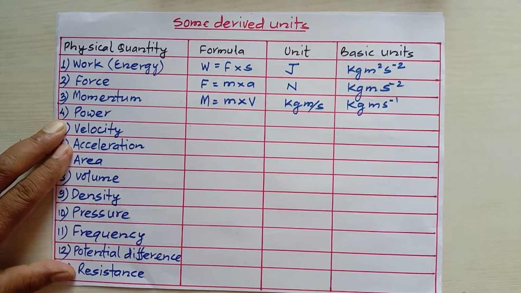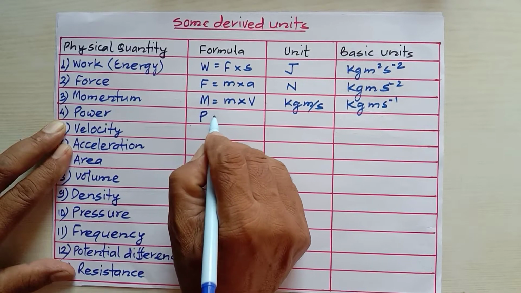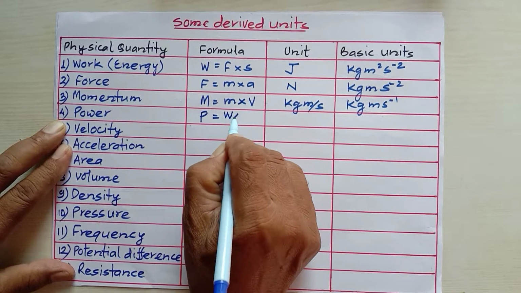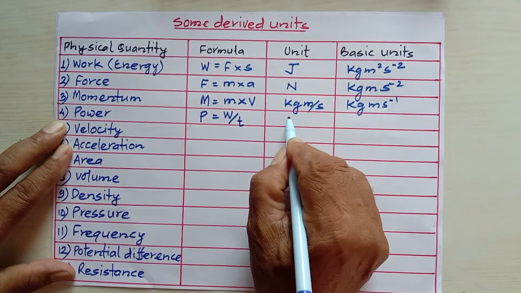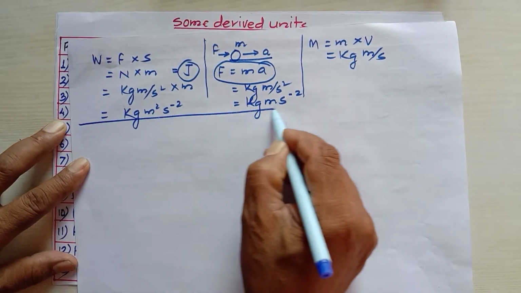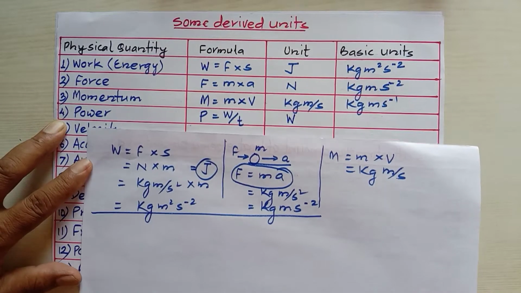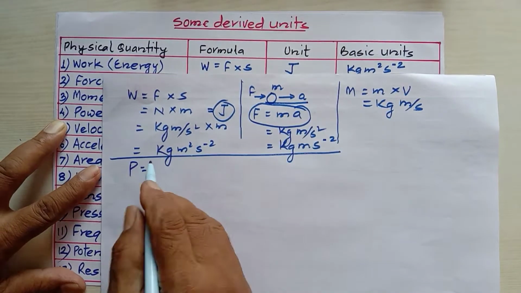Now let's talk about power. The formula is power equal to work by time. All of us know power equal to work by time, and its unit is watt. It is named after the scientist Watt. Now let's talk about this watt. Power equal to work by time.